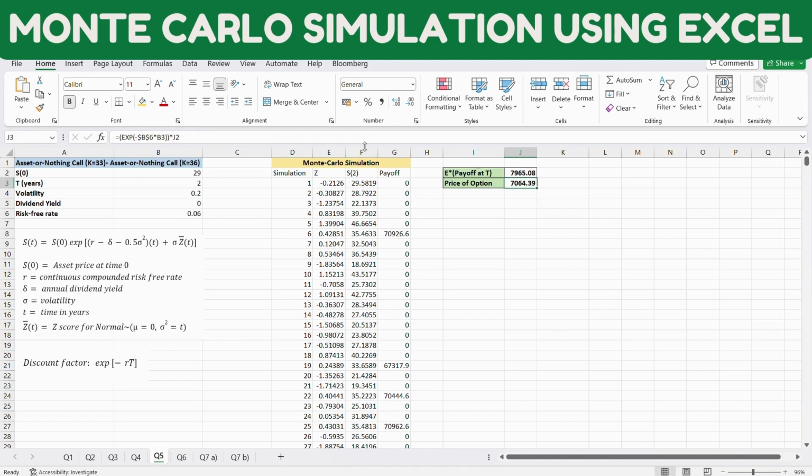Lastly, we need to multiply the average payoff by a discount factor to account for the time value of money. In this case, our discount factor will be exponential negative rT. The result will be an estimate of the price of the exotic option based on the Monte Carlo simulation.